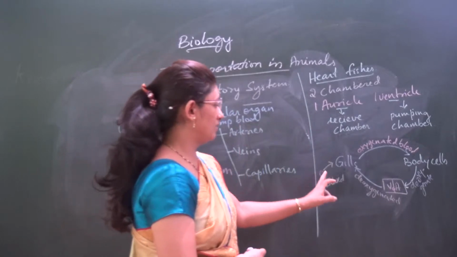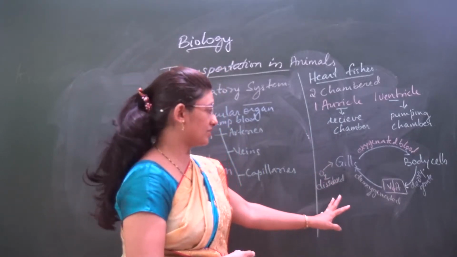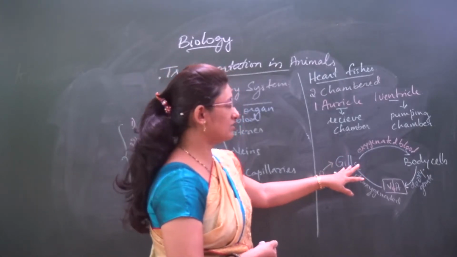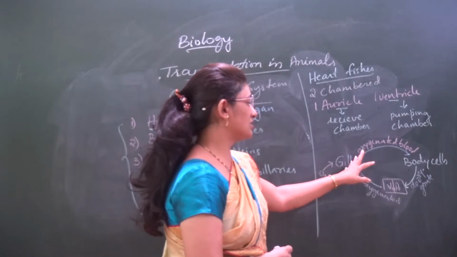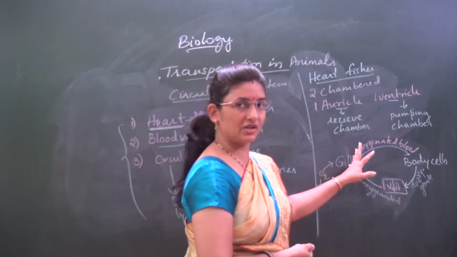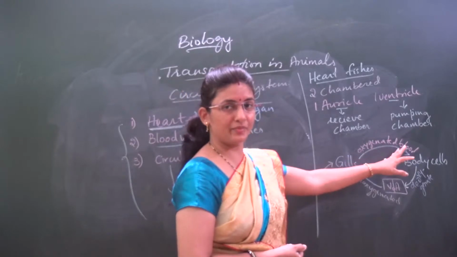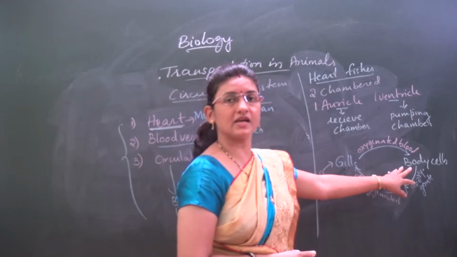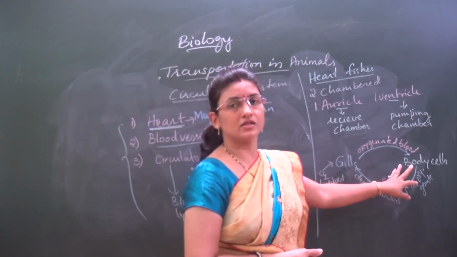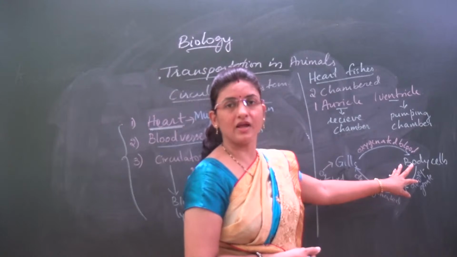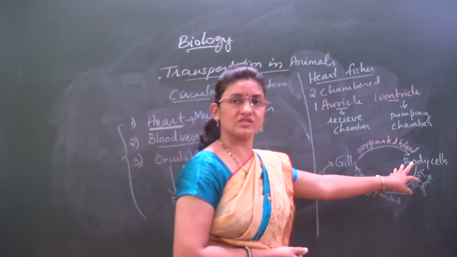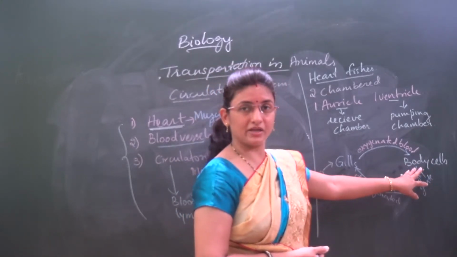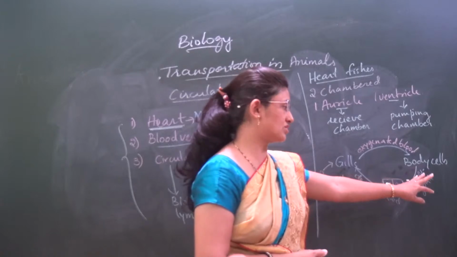See here, the gills absorb the dissolved oxygen from the water, and the blood is now rich in oxygen. Now it is called oxygenated blood. This oxygenated blood enters into the body cells. The cells are awaiting the oxygen so that the cellular activities can be carried out, and the waste in the form of carbon dioxide is released back into the blood. Now, the blood is rich in carbon dioxide, which is called deoxygenated blood.